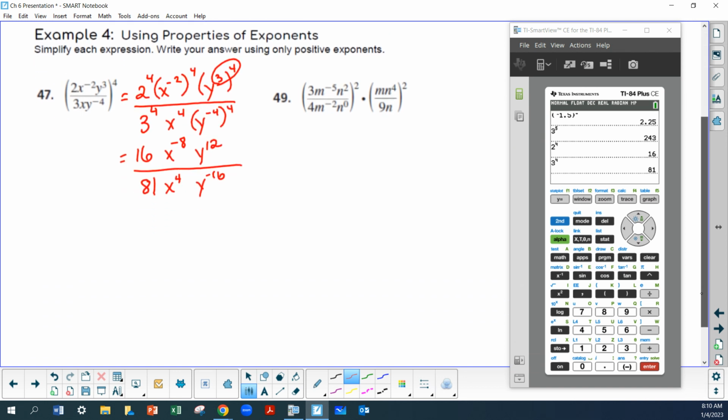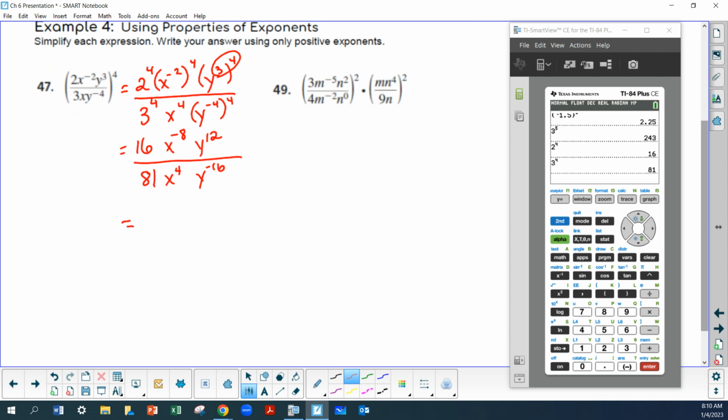Okay, my next cleanup step is going to be moving negatives top and bottom. Okay, so 16 stays on top. X to the negative 8th moves down below. That 81 is going to stay, isn't it? So let's just put it down there. Y to the 12th stays top. Got everything accounted for on the top. Now let's deal with x to the 4th. It stays put because it's a positive exponent. Y to the negative 16th is going to bounce up above.